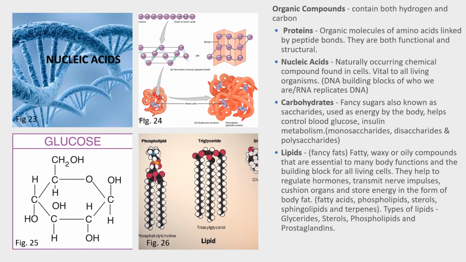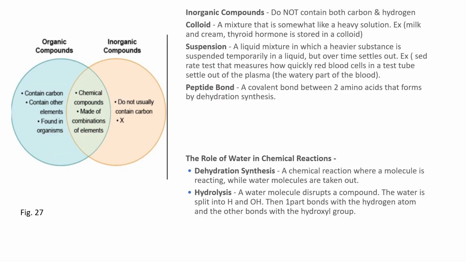Nucleic acids is going to be like your DNA. It's the building block of who you are. They're naturally occurring chemical compounds found in all cells, and it's vital to all living organisms. You can't be you without DNA and RNA, which is a replication. Carbohydrates are fancy sugars, and then we've got lipids, which are your fancy fats. For the carbohydrates, there's monosaccharides, disaccharides, and polysaccharides. For your lipids, you've got glycerides, sterols, and phospholipids, and prostaglandins.